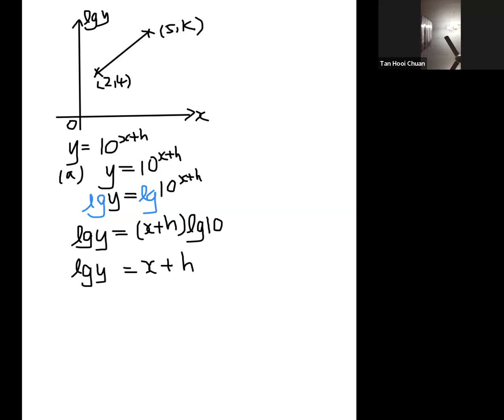So this is your grade Y. I use green color. This is your grade X. I use red color. Okay, so it seems that all this is my grade X, and then this one is my grade Y. Okay, so grade Y is lg y, grade X is x. So I sub in one by one later. Okay, number B.